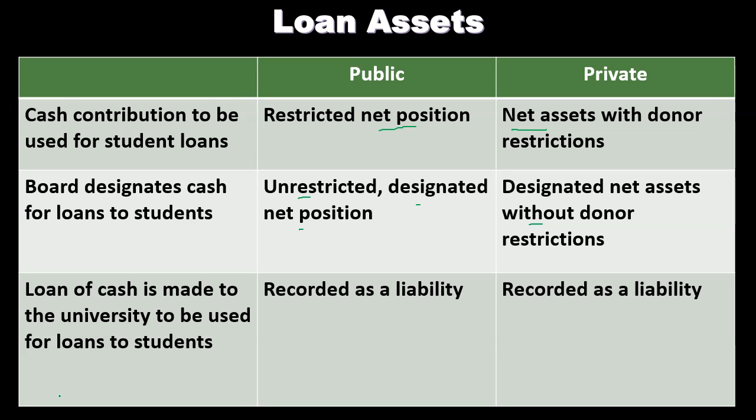So a loan of cash is made to the university to be used for loans to students. So now the loan of cash is made to the university to be used for loans to students. That would be recorded as a liability for both the public and private institutions.